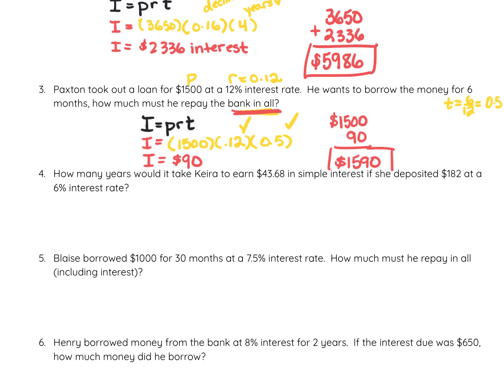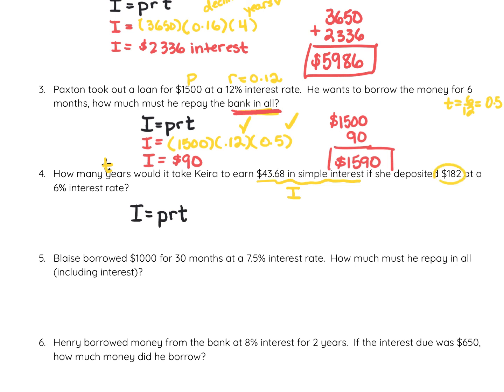So in this case, how many years would it take Kira to earn $43.68 in simple interest if she deposited $182 at a 6% interest rate? So the very first thing I'm going to do, again, is write down my formula. I equals PRT. And then I'm going to label each of my variables. So how many years, that's going to be my T, my time, would it take Kira to earn $43.68 in simple interest? Well, it labels it for us. That's my I. That's my simple interest.